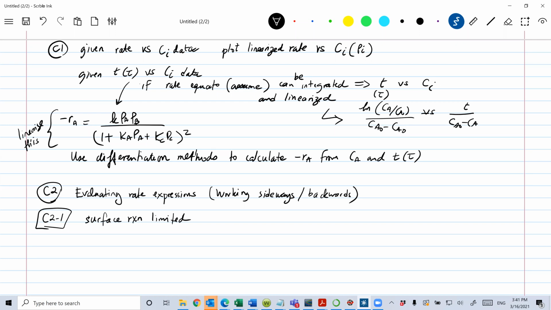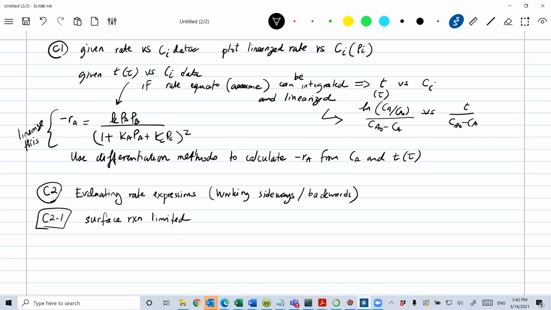Professor, I think where you had the ln Ca over Ca naught, the denominator is Ca naught minus Ca naught. Oh, well, yeah, I was just giving an example. I think you kind of know what I meant, right? Yeah. Sometimes my fingers get a little jazzy, and they write something that I'm not saying.